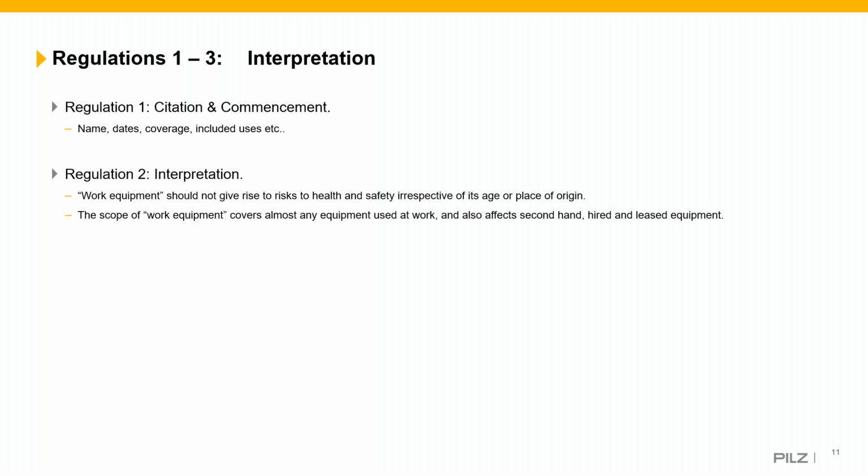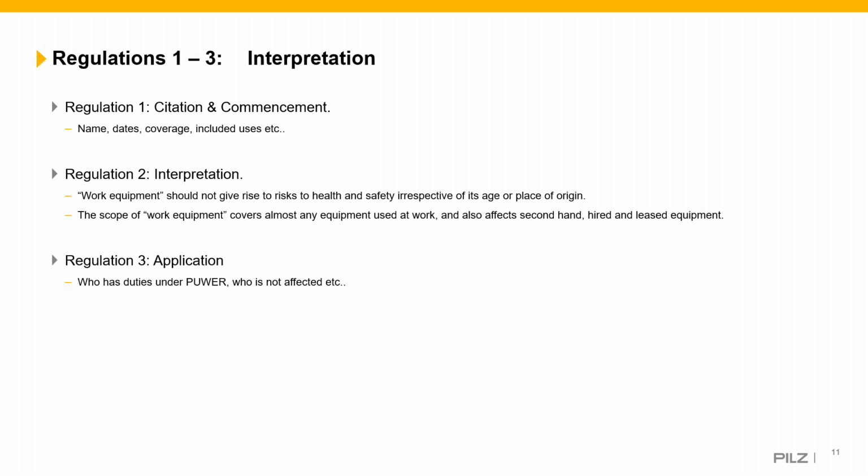Regulation 2 looks at the interpretation and says that work equipment should not give rise to risks to health and safety, irrespective of its age or place of origin. Work equipment covers just about anything that is used in the workplace. It could be anything from a hand tool to a complete process line, and it also covers second-hand, hired and leased equipment.